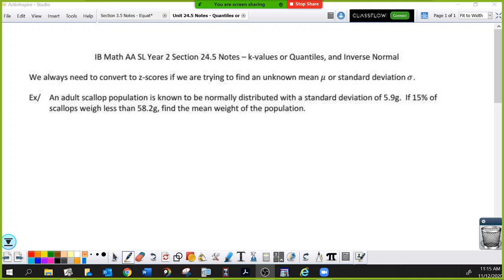Where is my stylus? Well, you can use inverse normal with the standard normal distribution because the standard normal automatically has mean 0, standard deviation 1. So you always know the mean and standard deviation for the standard normal.